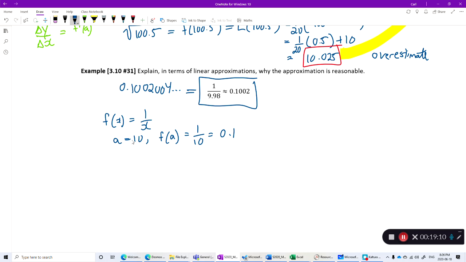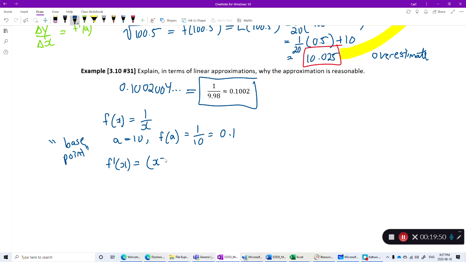Okay, so that's our kind of, I would call this a base point, right? It's the sort of starting point. Let me write that more clearly. A is the base point, or we could call it maybe a reference point. It's where we start. And then we're going to go a little bit to the left because we're going to put in 9.98. But first thing is we want to find the linear approximation. So what is the derivative of 1 over x?